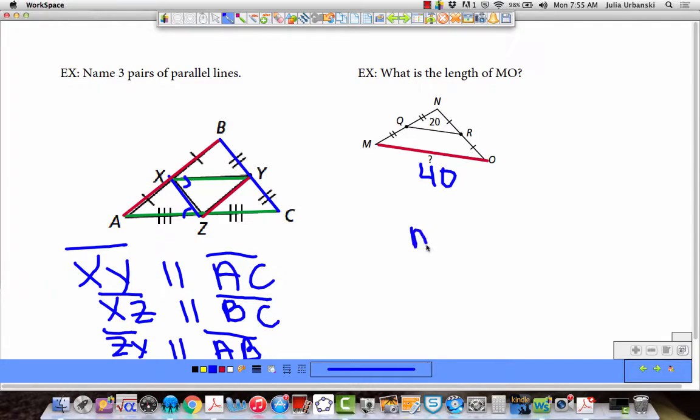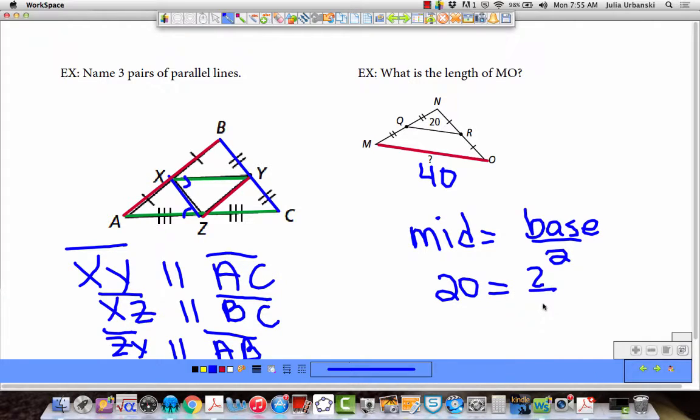The mid-segment equals the base divided by 2. So the mid-segment was 20, equals question mark divided by 2. So it would be cross multiply: 40 equals the question mark, which equals the base.